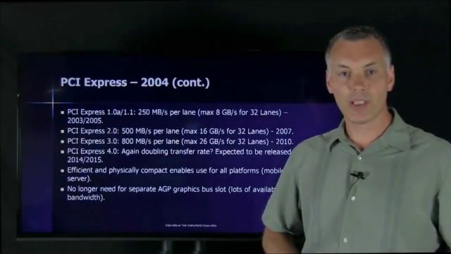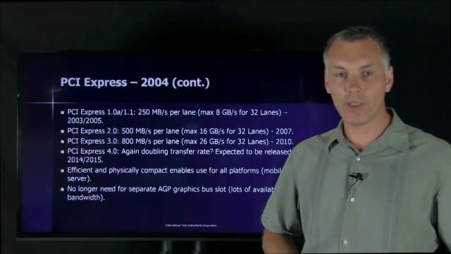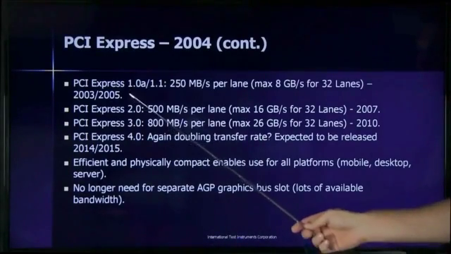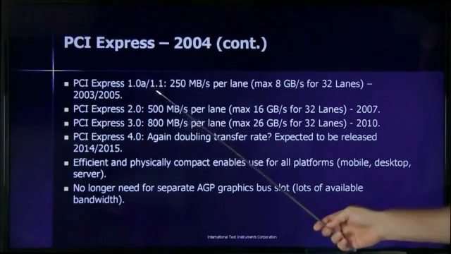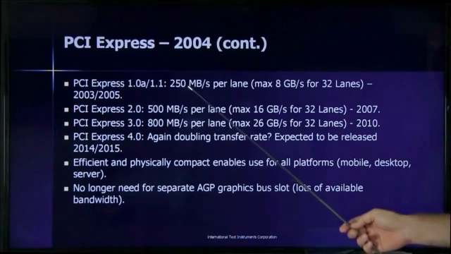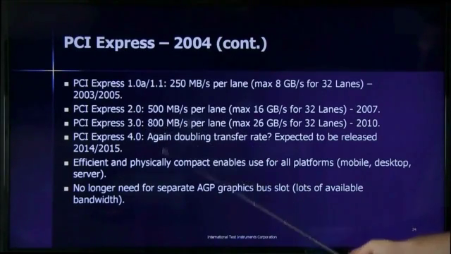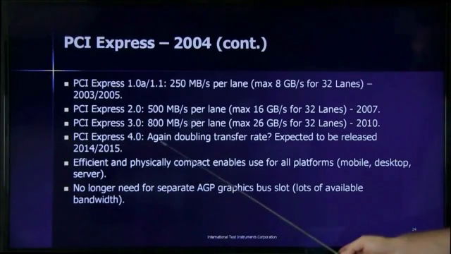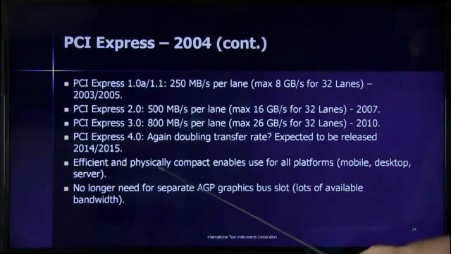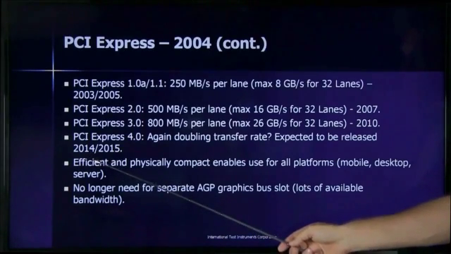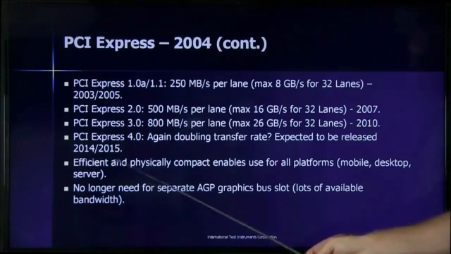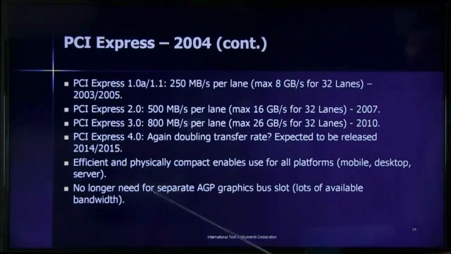And here we see some throughput numbers for the different versions of the PCI Express bus. So you can see here again that PCI Express Gen 1 had about 250 megabytes per second throughput. Gen 2 it doubled, Gen 3 almost doubled, Gen 4 is expected again to double. It hasn't yet been released. We're now in mid 2014, so it might be released later this year or early next year.